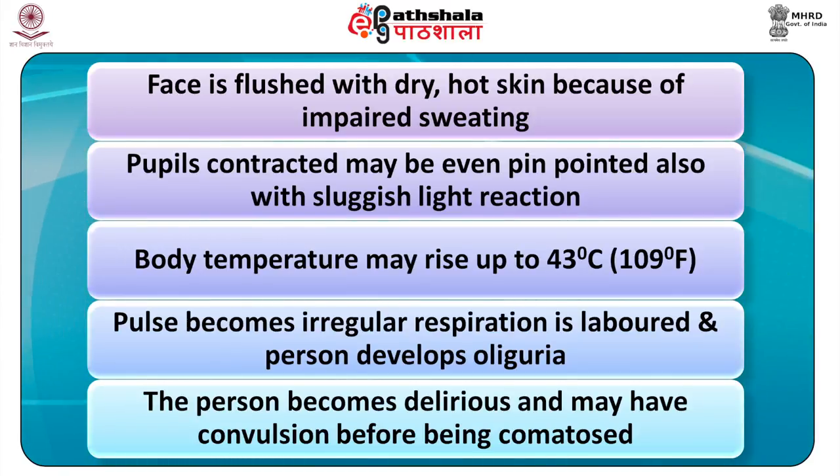The core body temperature may rise up to 43 degrees centigrade, or 109 degrees Fahrenheit. The pulse becomes irregular, respiration is labored, and the person develops oliguria, that is scanty urine. The person becomes delirious and may have convulsions before becoming comatose.